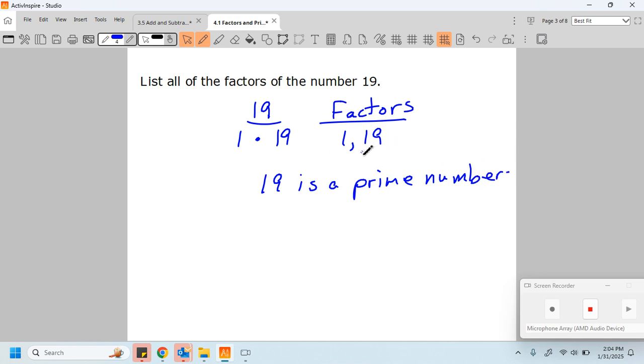So that would be like 1, 3, 5, 7, 11, 13, 17, 19, and so on and so forth. There's quite a few, but these are the first several. So, the only factors of 19 are 1 and 19.